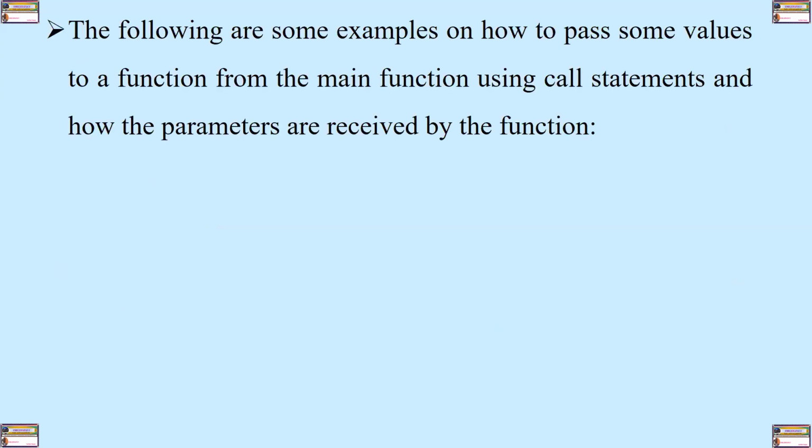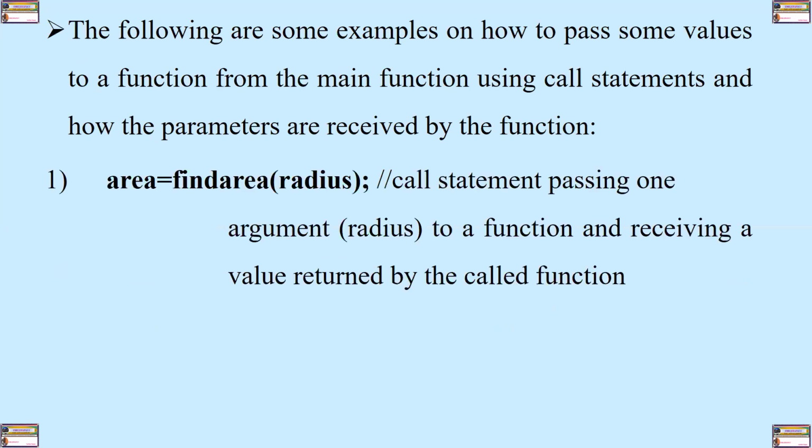The following are some examples of how to pass values to a function from the main function using call statements, and how the parameters are received by the function. So, just as we have discussed, my first example is this statement here. This statement is a call statement that is passing one argument, which is radius, to a function called find area. After the function called find area has completed its execution, it is going to return a value.